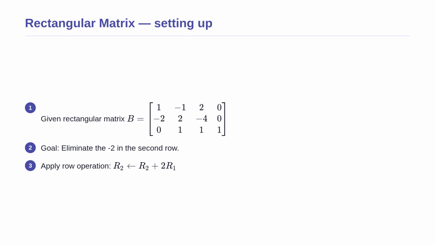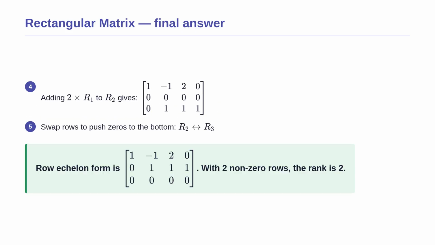Looking closely at the first and second rows, we can spot a relationship. To eliminate the negative 2 at the start of the second row, we will add 2 times the first row to the second row. We choose this because adding positive 2 to negative 2 will give us the 0 we need for our staircase pattern. Let us finish simplifying matrix B. When we add 2 times the first row to the second row, every single number cancels out perfectly, leaving a row of complete zeros. Just like before, we swap the second and third rows to push the zeros to the very bottom. This finalizes our row echelon form.